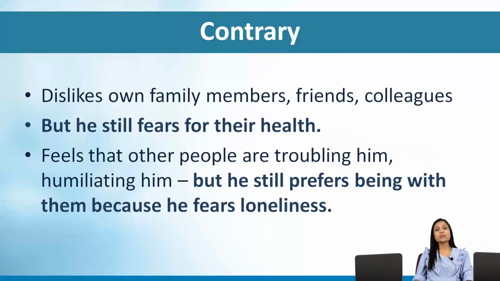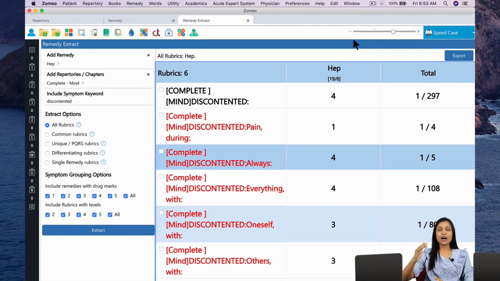He feels that other people are troubling him, they are humiliating him, but he prefers being with them because he fears being alone. He doesn't like being lonely. Why? Because there's a lot of discontentment inside him, because of which he likes being among people. He prefers company, and yet he does not like the people whose company he is in. So can you see how his disposition is? It's a very contrary disposition. On the one hand, he is like this, on the other, he is like that. So we can see how this is represented in the repertory.